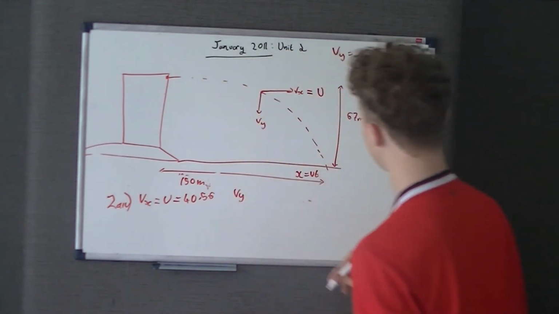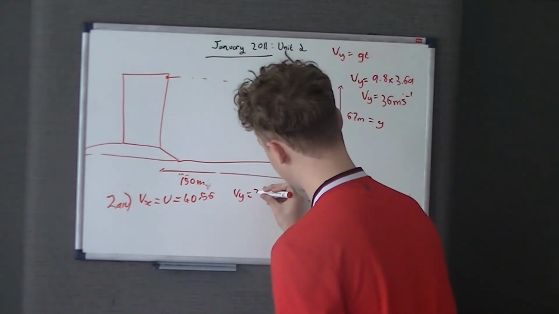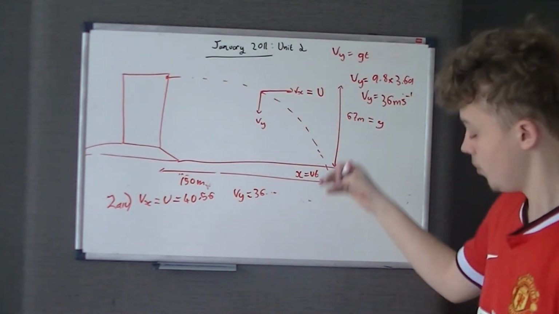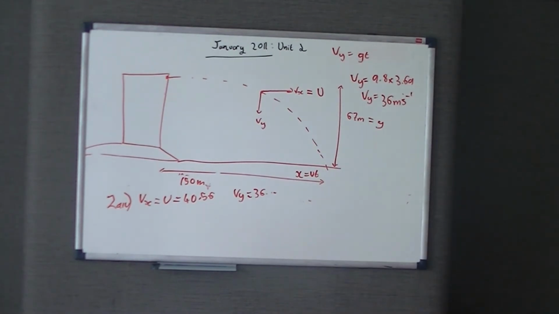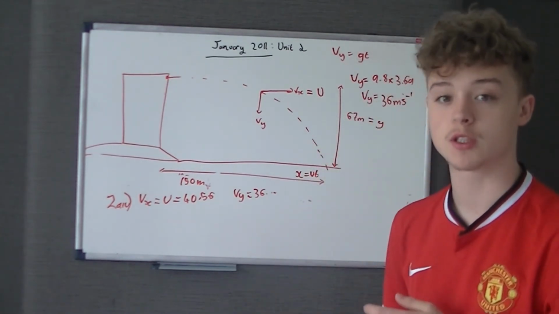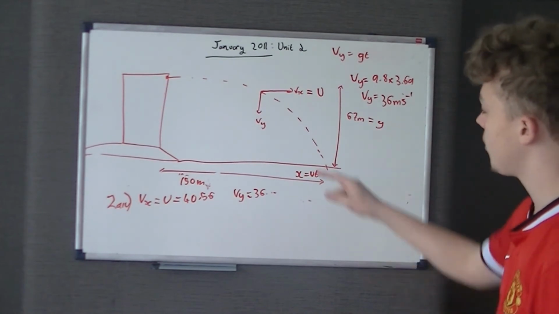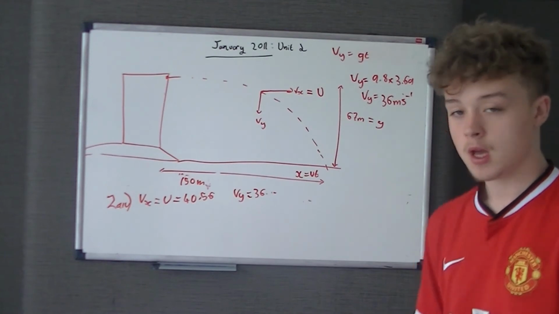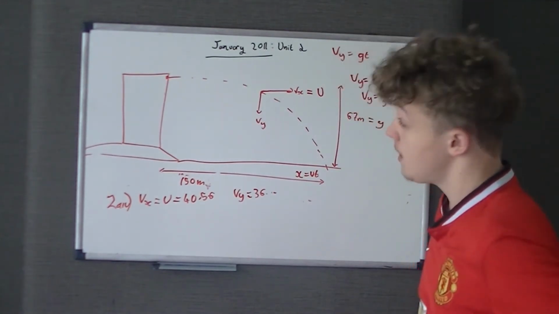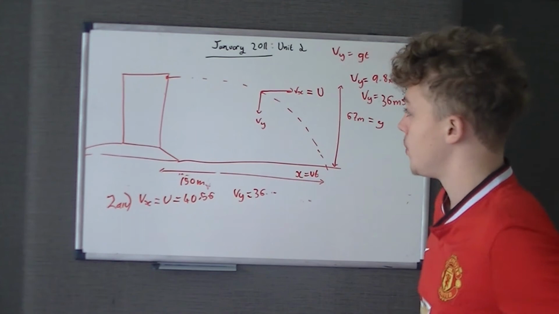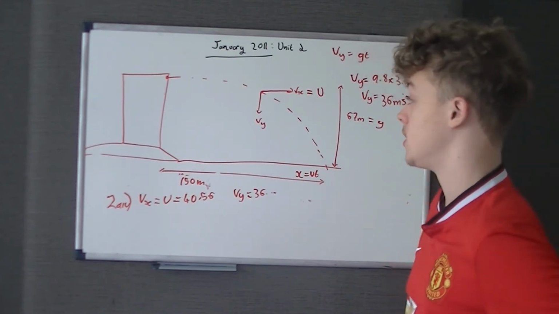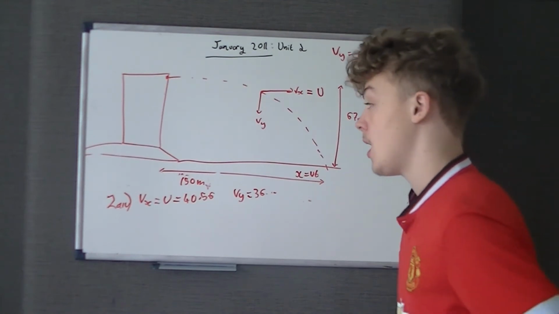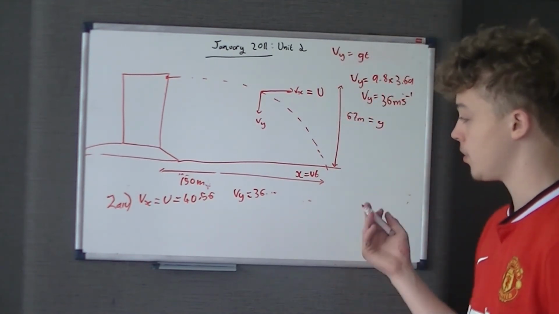Vy equals 36. Now, if you don't know how to work out the resultant velocity of a projectile, what we've got here looks like a right angled triangle with a missing side. We use Year 7 work again: Pythagoras, a squared plus b squared equals c squared. But obviously we put the velocities in.